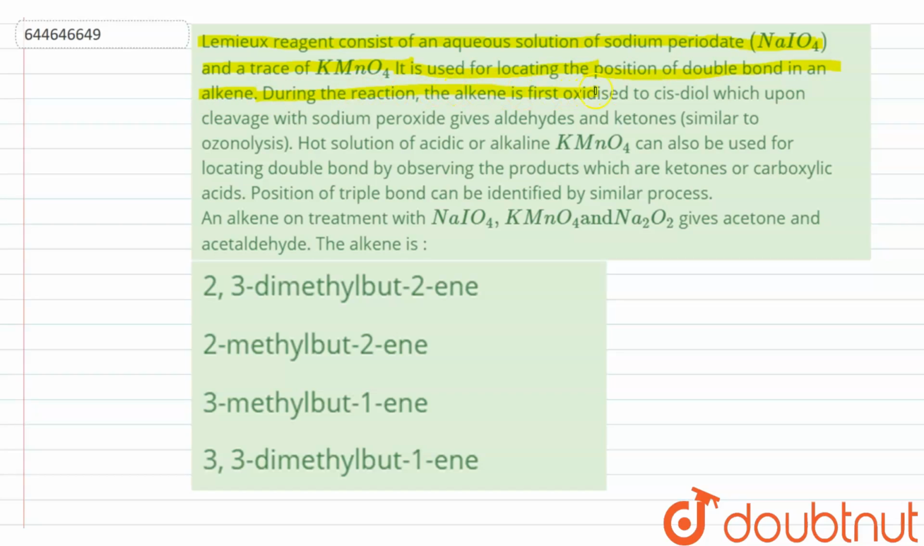During the reaction, the alkene is first oxidized to cis-diol, which upon cleavage with sodium peroxide gives aldehyde and ketone, similar to ozonolysis. Hot solution of acidic or alkaline KMnO4 can also be used for locating double bond by observing the products, which are ketones or carboxylic acids. Position of triple bond can be identified by similar process.